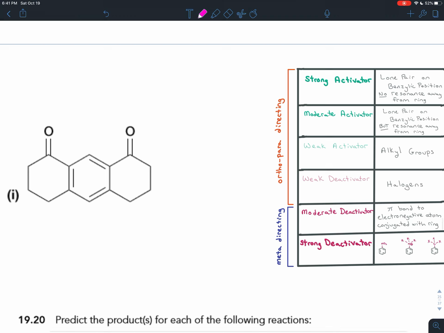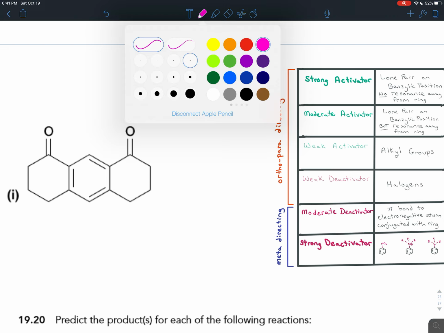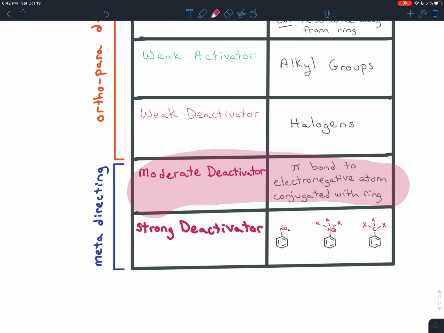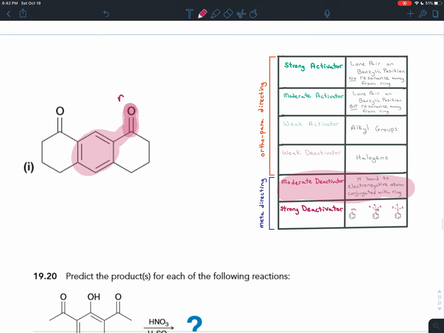Finally, we have I. And it looks like it's 3 rings. You can definitely frame it that way. But you can also think of this as one benzene ring with 4 different branches, 1, 2, 3, and 4 branches coming off of it. So let's think about it that way. In this first one, we have a pi bond to an electronegative atom that's conjugated with the ring. And that is the definition for a moderate deactivator. So this is going to be a moderate deactivator.